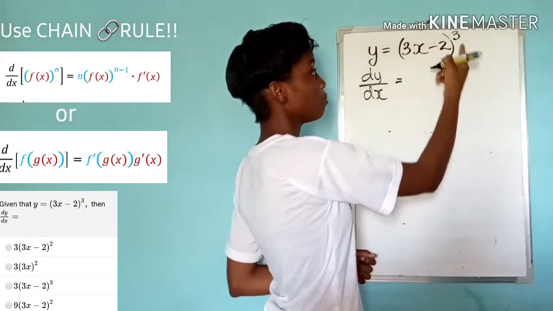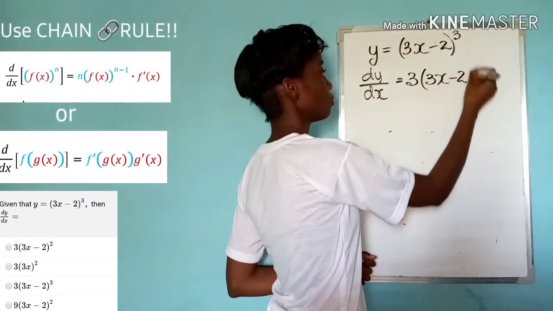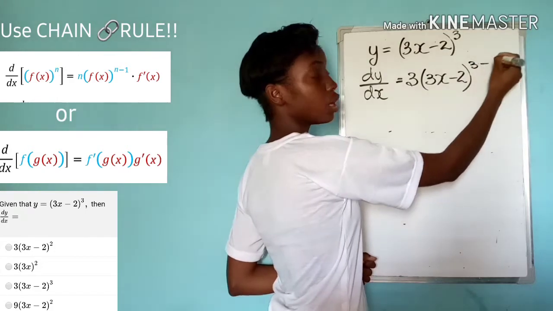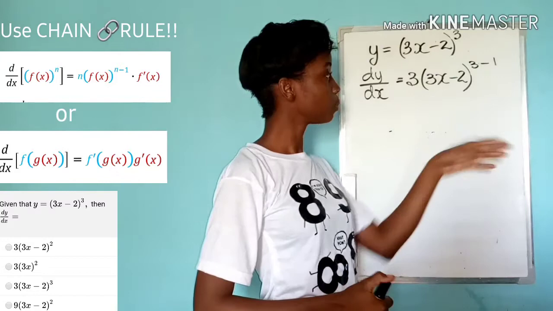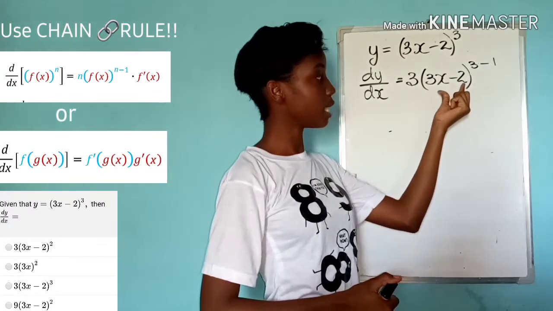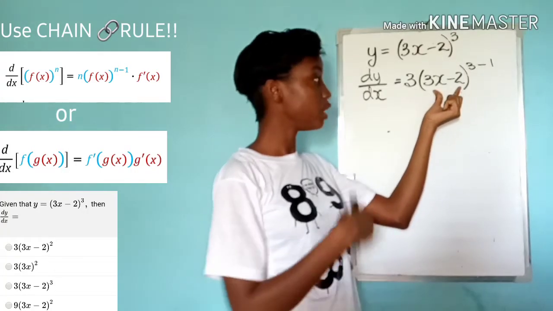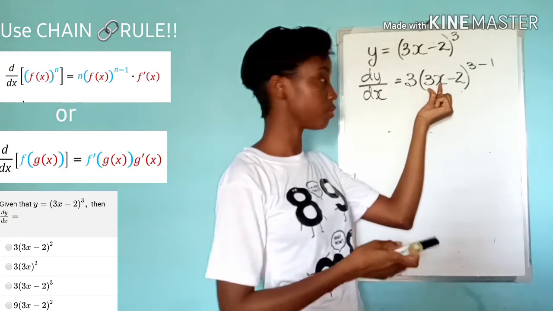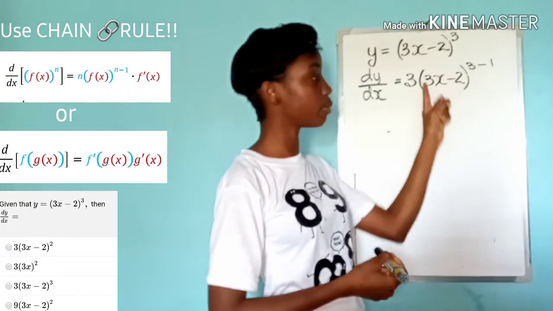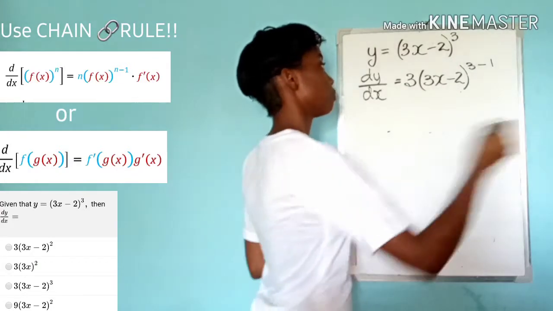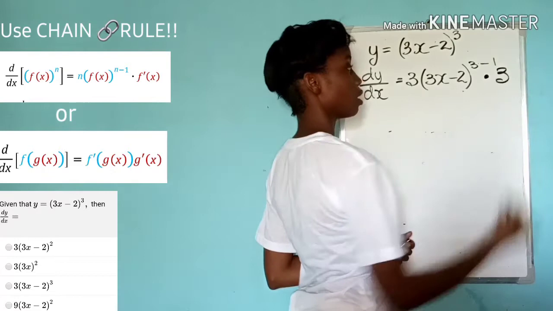And so, just the same, we multiply by our power. We decrease the original power by 1, but then there is something else to the chain rule. This function that is here inside this bracket, we are also going to be differentiating it. When you differentiate 3x, you will get 3. When you differentiate negative 2, you will get a 0. And so the derivative of what's in the bracket is only 3. What are we going to do with that 3? We are going to multiply our expression by that 3.